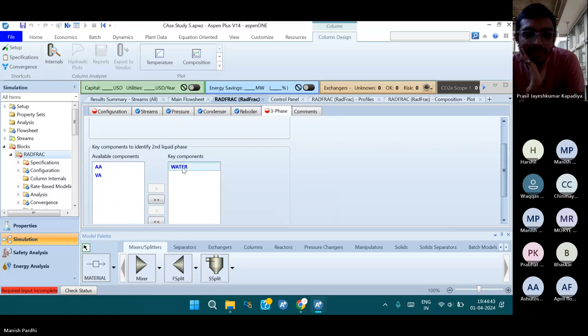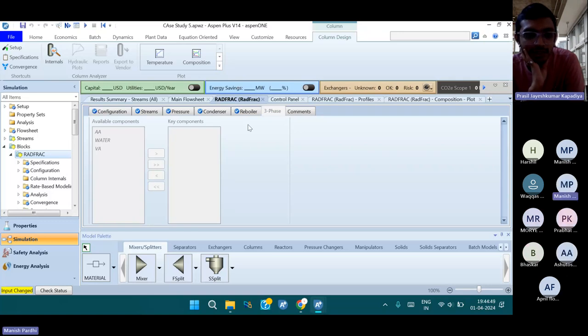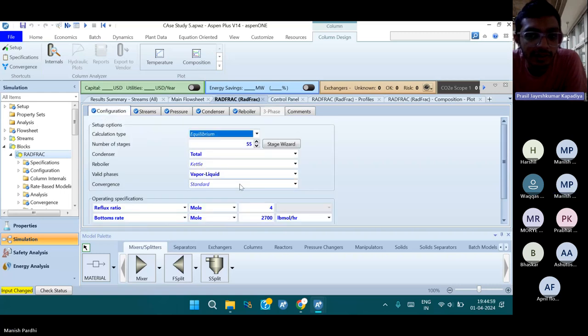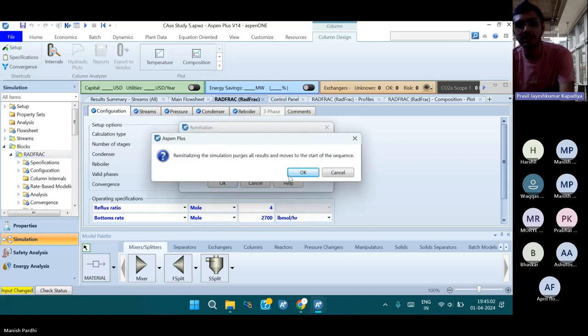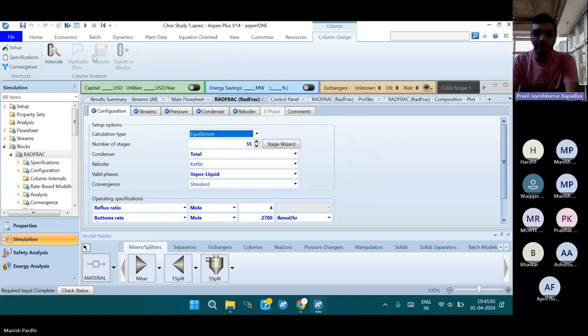Can you do one thing? Yes. Can you go to properties and... Yeah, okay, it worked. Okay. Now... Key component was selected. That's why. Yeah, okay. Now reset your simulation and run it. Reset and I just want to see what we are getting.